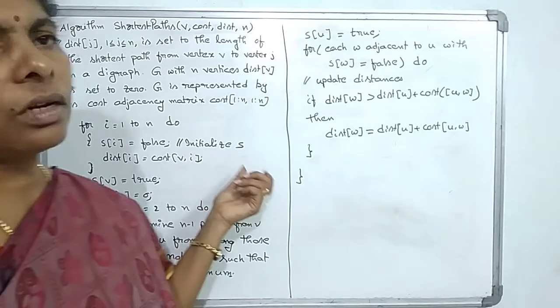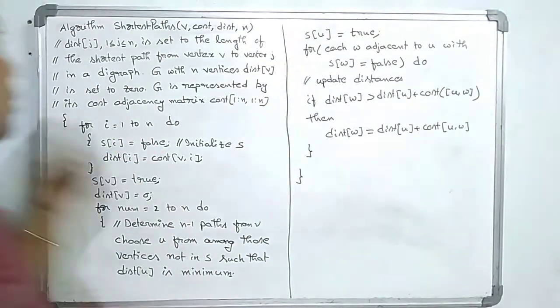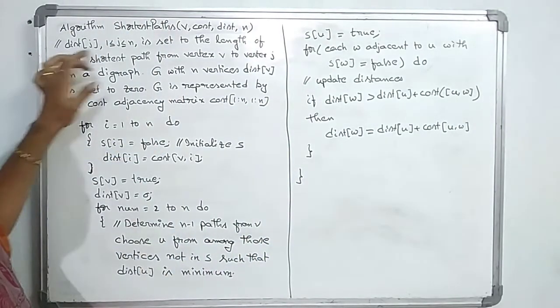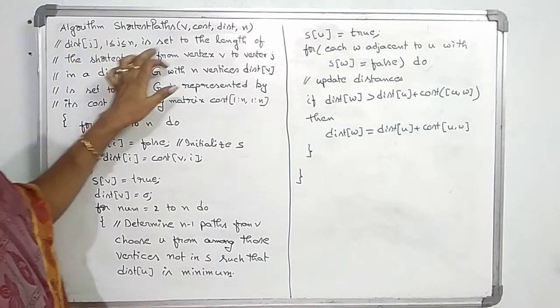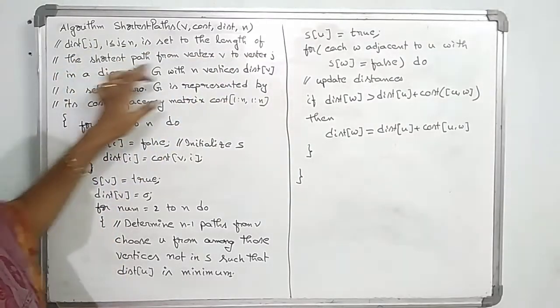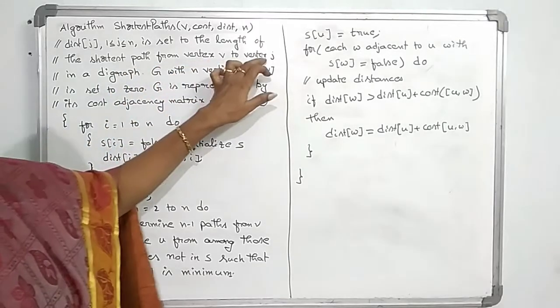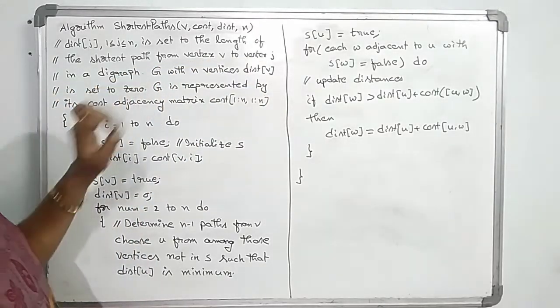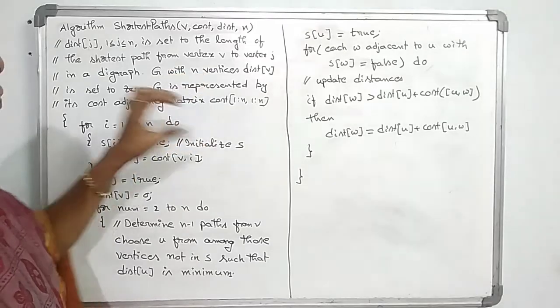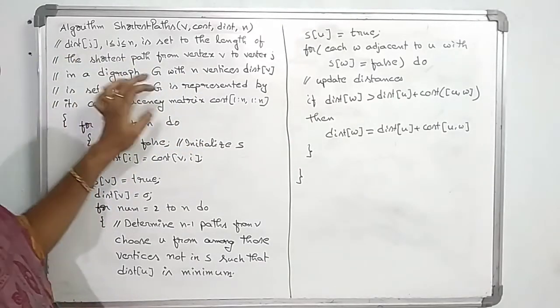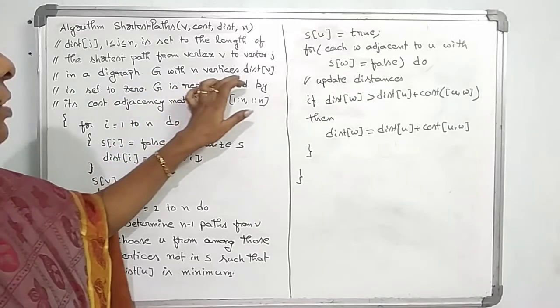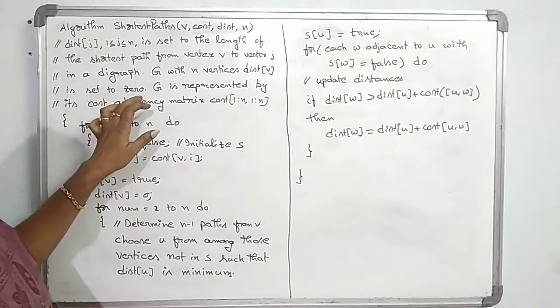Okay, this is the algorithm for the shortest path. Distance of j, where 1 less than j less than n, is set to the length of the shortest path from vertex v to vertex j in a digraph. That means you take one digraph, with a source and a destination, and you must find the shortest path. So G with n vertices, distance of v is set to 0.